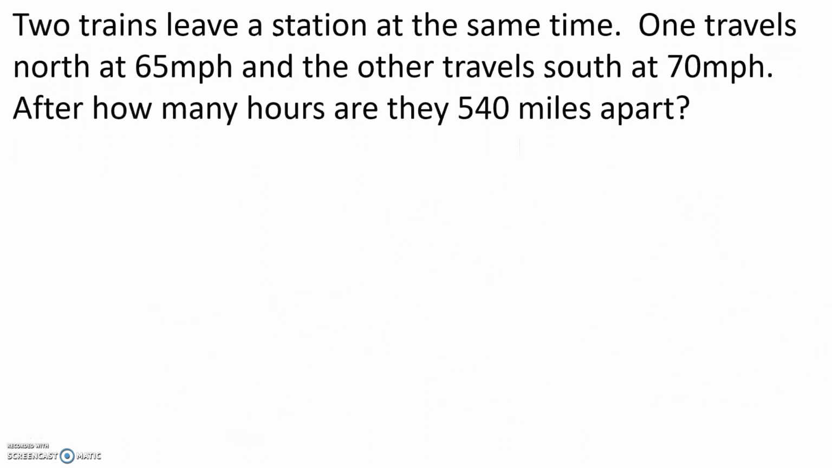Next example. Two trains leave a station at the same time. One travels north at 65 miles per hour and the other travels south at 70 miles per hour. After how many hours are they 540 miles apart? When we talk about a problem involving uniform motion, in which case we have these two trains traveling at a constant rate, we will use the following table. Rate times time equals distance.